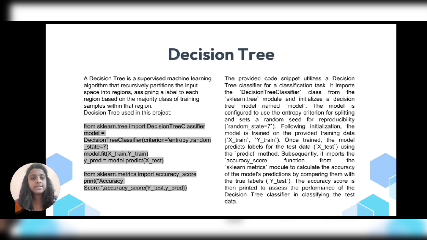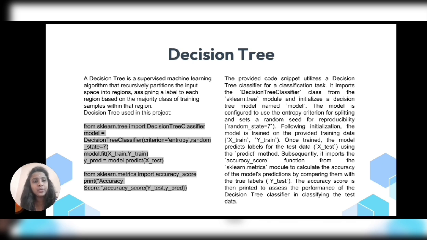A decision tree is a supervised machine learning algorithm that recursively partitions the input space into regions, assigning a label to each region based on the majority class of training samples within that region. Decision tree is used in this project. So here is some code which we used in our mini project. Let me explain what a decision tree is.